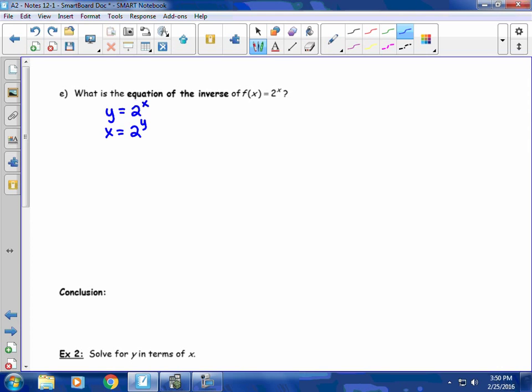So what's the next step? We have to get the y alone here. And right now, this annoying base of 2 is on it. So how can I get rid of that base of 2? How to solve for y?